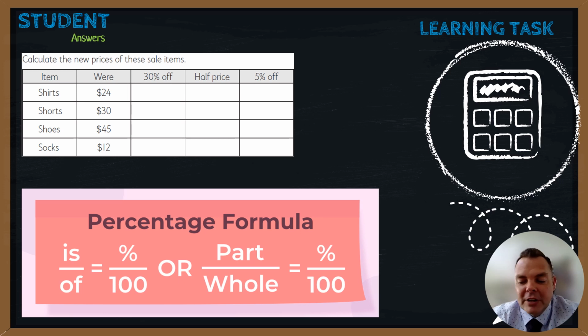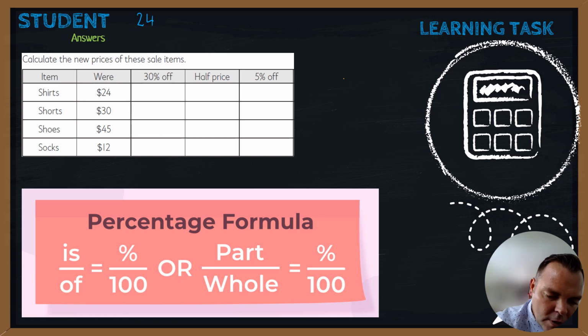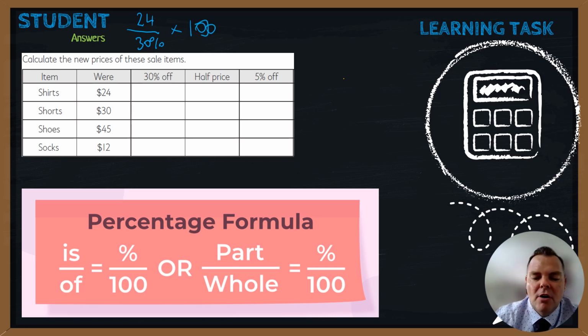Okay guys, we're going to look at a couple more tricky sums here, and I'm going to show you a couple of little hints and tips at how I like to work things out. I'm not going to use my calculator. I can use my formula, which tells me I need to do 24 divided by the percentage off, which is 30%, times 100. And that will give me the percentage off, okay?